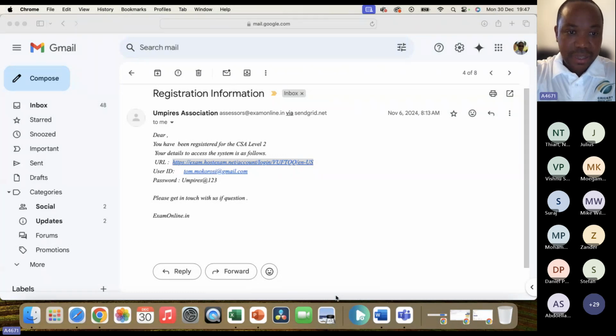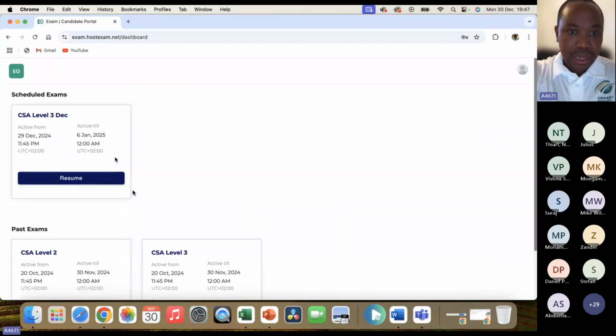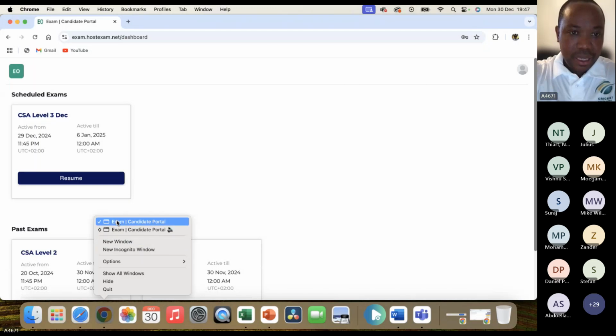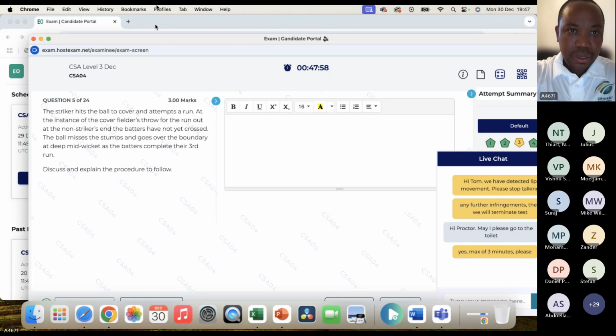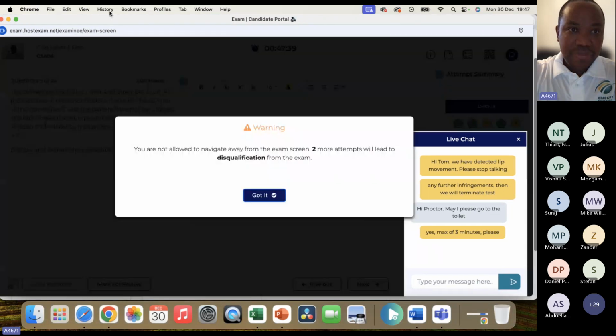I've left that exam screen. When I come back, it should give me a warning. There we go. It says you're not allowed to navigate away from the exam screen. 2 more attempts would lead to disqualification from the exam. Okay, so you have a maximum of 3 allowances to navigate away from the screen. You should not be navigating away from the screen during the exam.